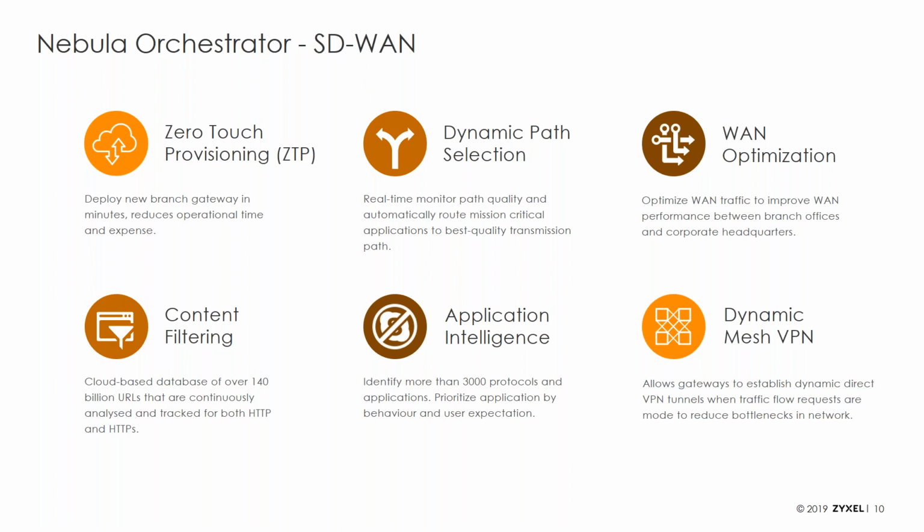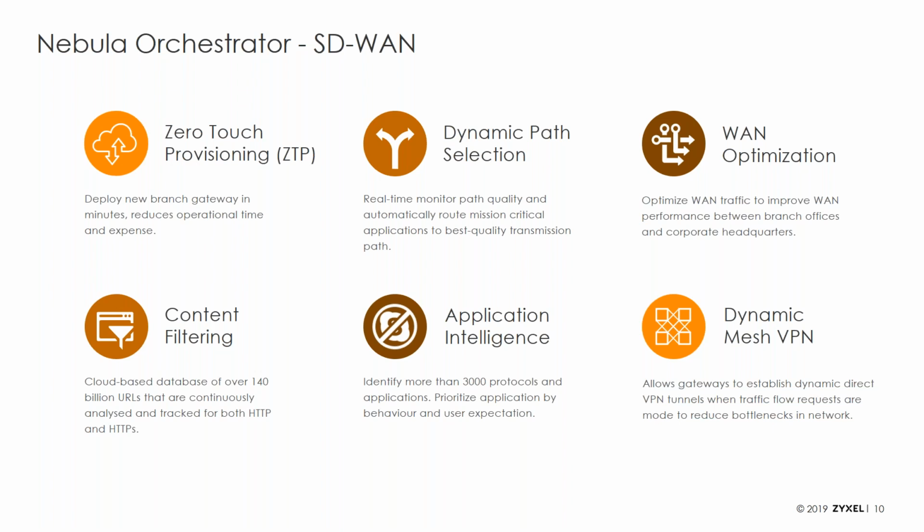Of course, on the security side, we offer content filtering. So we can check the URLs that are being typed in, and we can track that. And if you want, we can block certain sites as well. Then app intelligence is part of the SD-WAN solution. So we can identify over 3,000 protocols and applications, and we can prioritize those applications within the VPN connection.